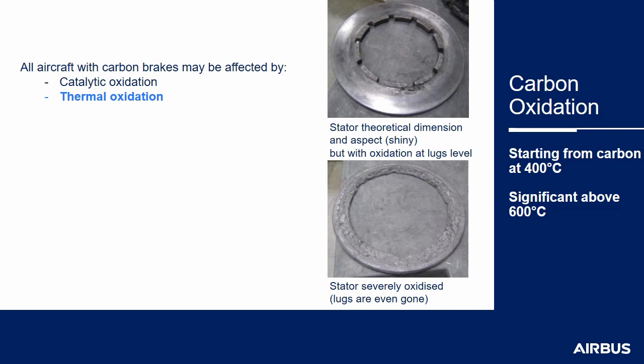Typically, both thermal and catalytic oxidation affect carbon material properties. Oxidation can decrease the mechanical characteristics, such as carbon fiber damage, loss of carbon mass, loss of strength, and ruptures of the carbon brakes.